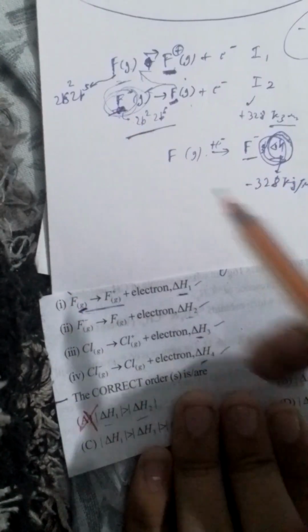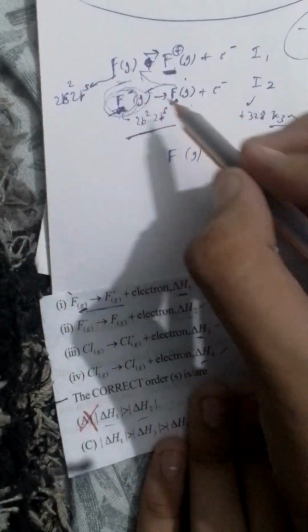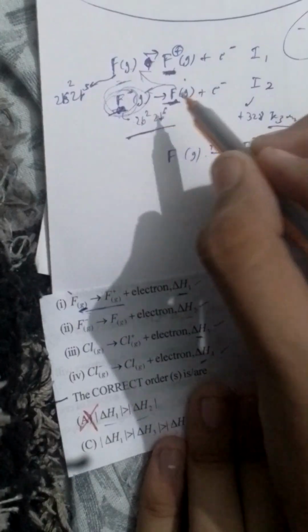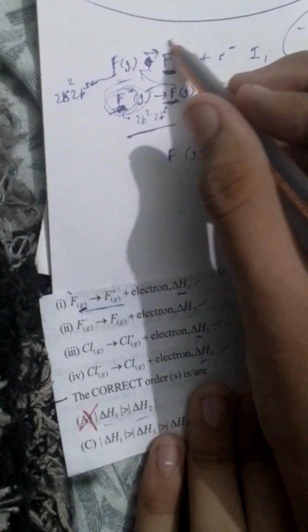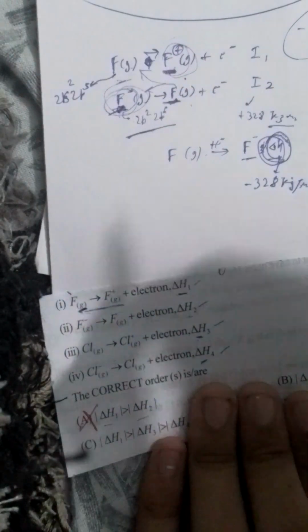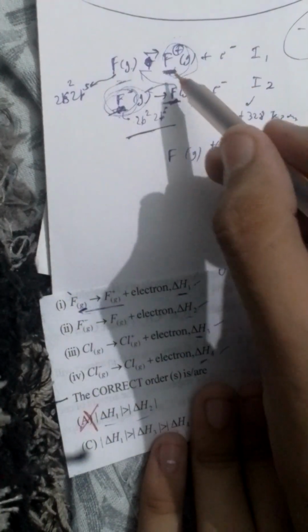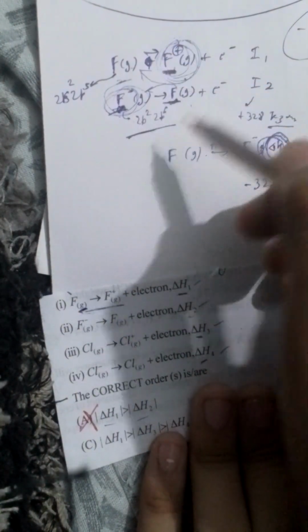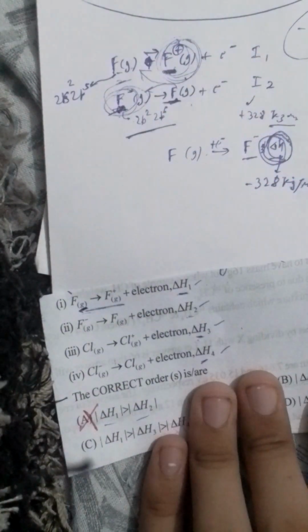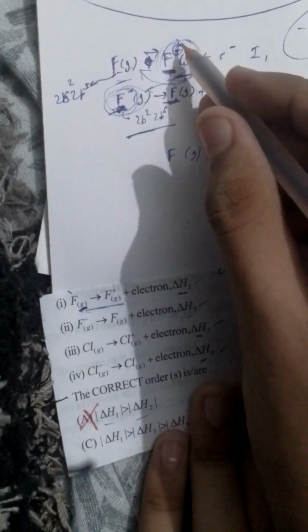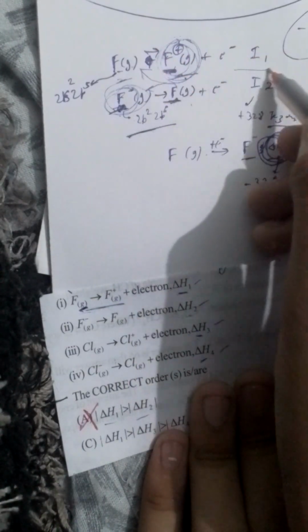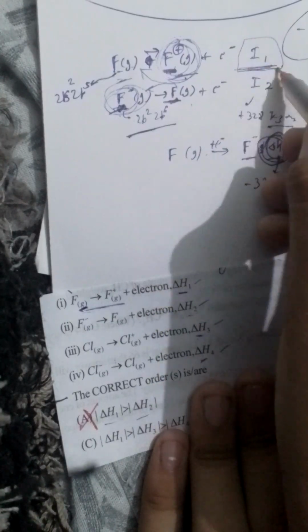But the most important thing to note here is that this is the normal state of fluorine. This has a +1 oxidation state, and in the whole periodic table, in the whole of chemistry, we have not seen any compound of fluorine with a positive oxidation state. Why is that? Because fluorine is the most electronegative atom of the whole periodic table. So it's sure that this would have taken a lot of energy.